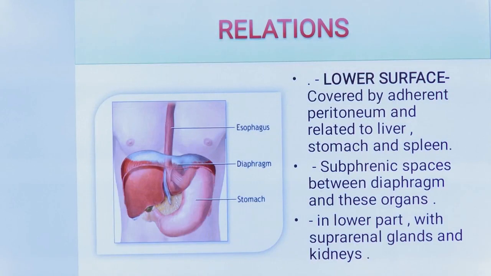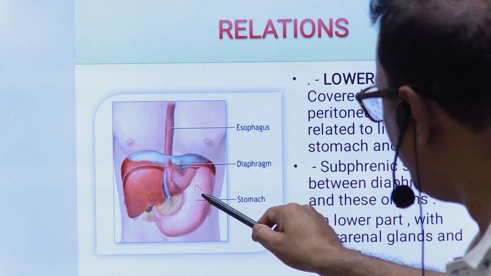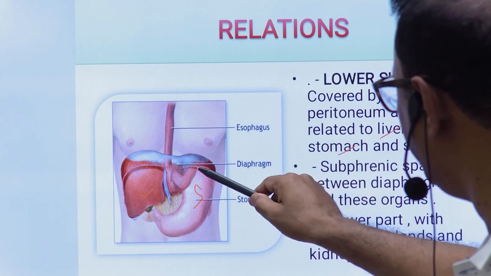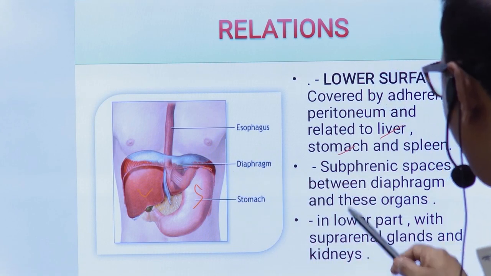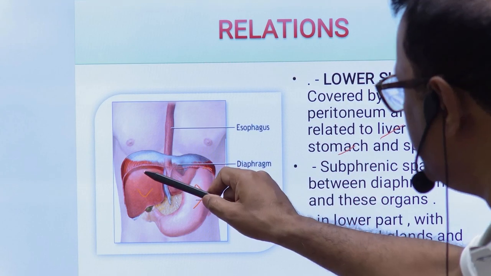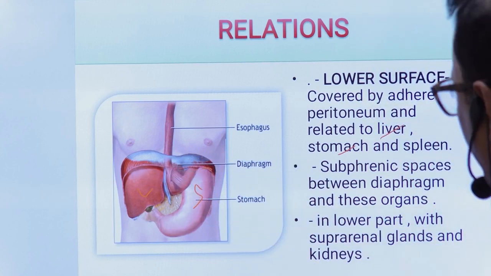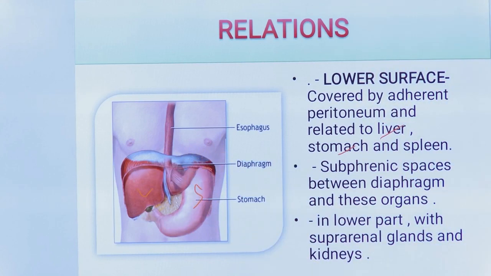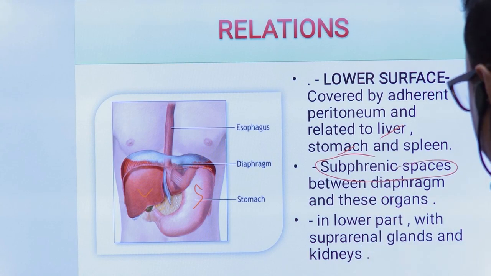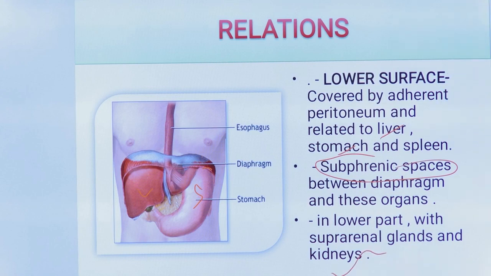Below, we have the structures: the liver is over here, the stomach is over here, and of course the spleen is over here. The subphrenic space lies between the diaphragm and these organs: between the liver and the diaphragm, between the stomach and the diaphragm, between the spleen and the diaphragm. These structures will be known as the subphrenic spaces. And in the lower part, of course, we will get the kidney and the suprarenal gland also.